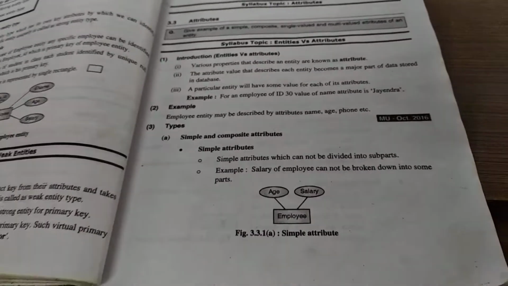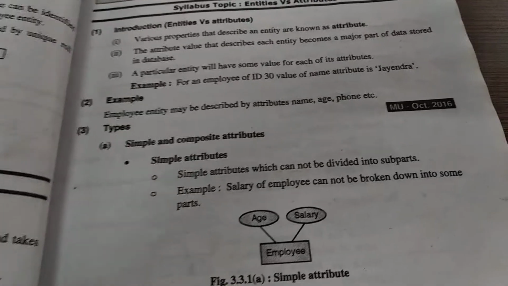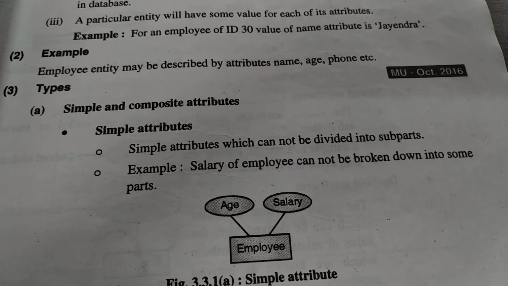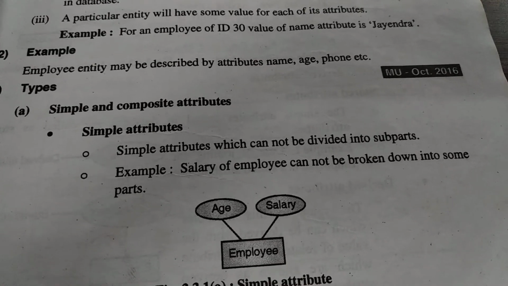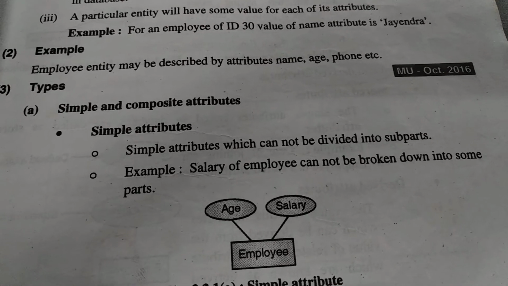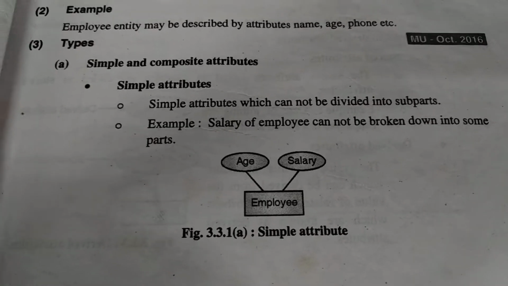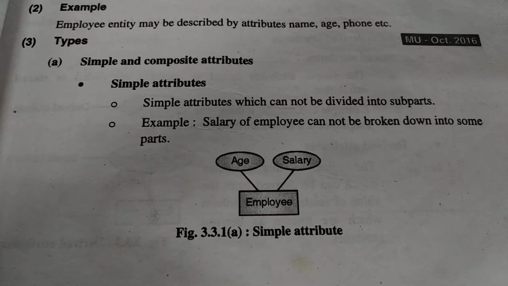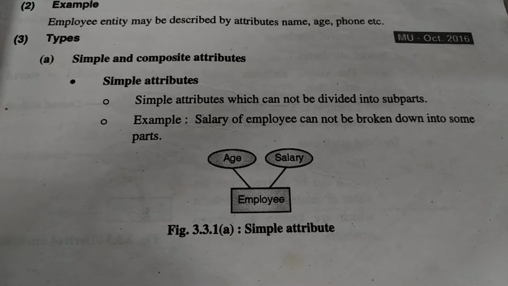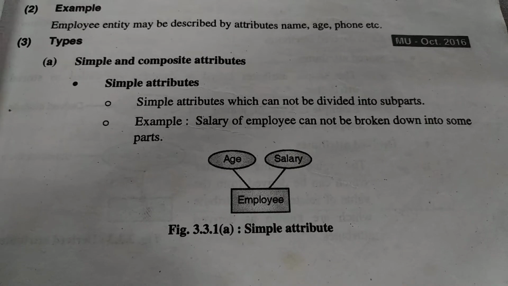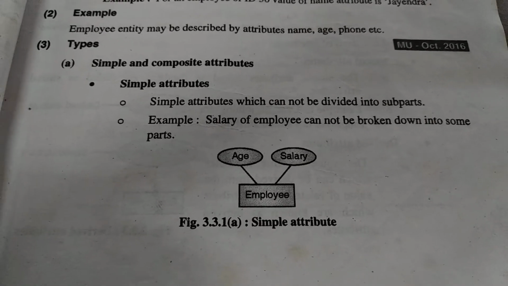Types of attributes. First type is simple attributes. Simple attributes cannot be divided into subparts. This is the diagram of simple attributes. Employee age or employee salary cannot be divided into subparts, and it is known as simple attribute.